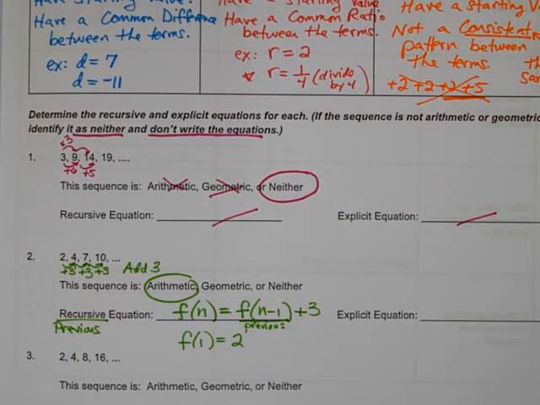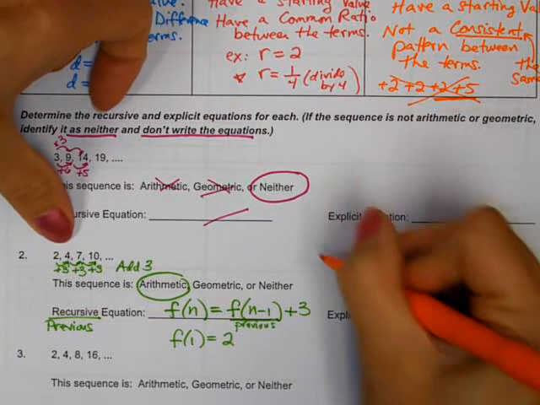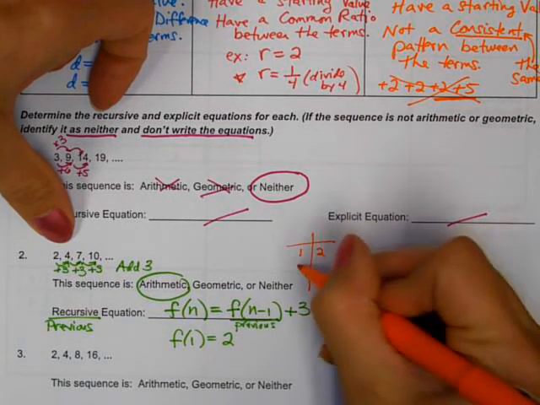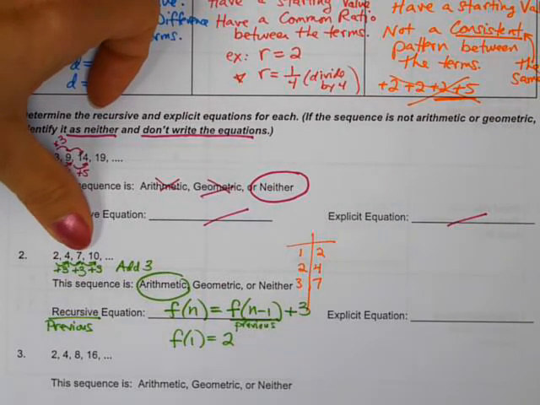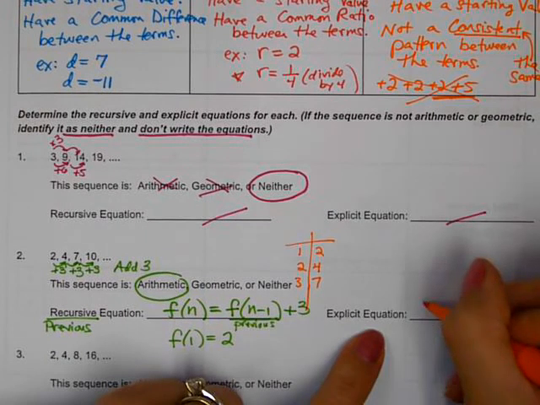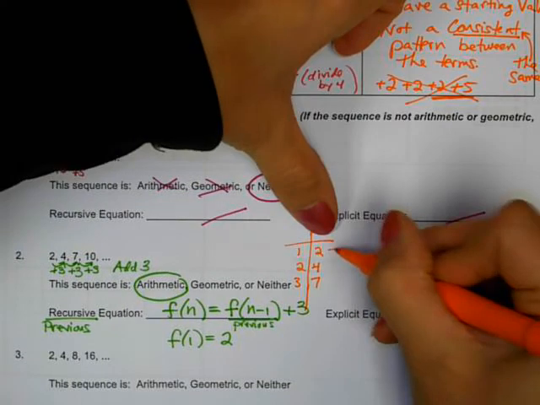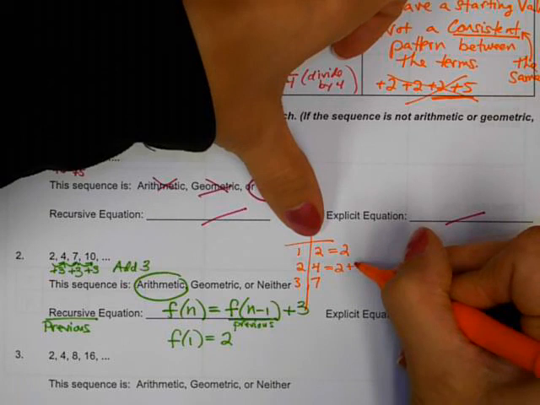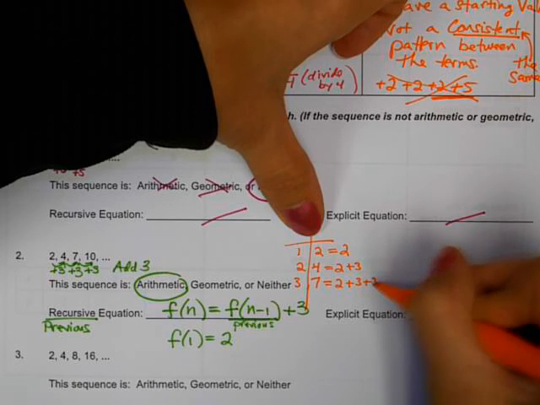To do the explicit, we really have to notice the pattern of what's happening. Some people like to see this in chart form. So if the first term is 2, the second one is 4, the third term is 7, what's happening here? The explicit formula always says, start with the first one. So the first term is 2. The second term was 2 plus a 3. The third term was 2 plus a 3 plus a 3.